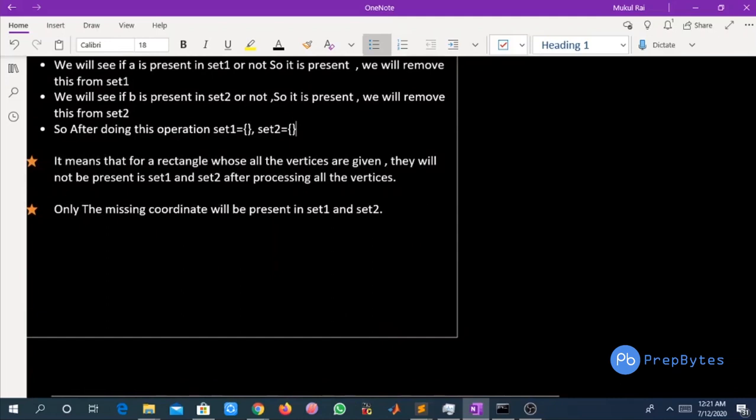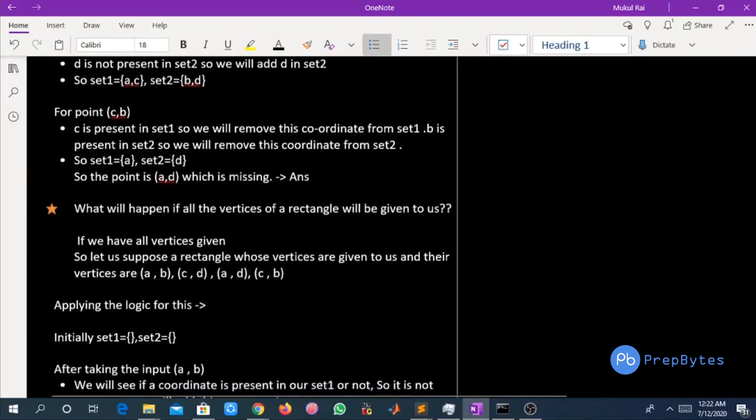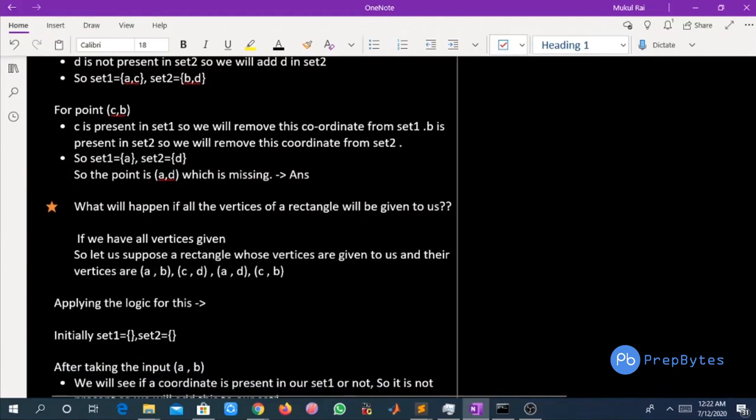It means that for a rectangle whose vertices are all given to us, they will not be present in set 1 and set 2 after processing all those vertices, right? Only the missing coordinate will be present in set 1 and set 2, as we have discussed earlier, right? So this was all about the logic of this question. So let us implement the logic.